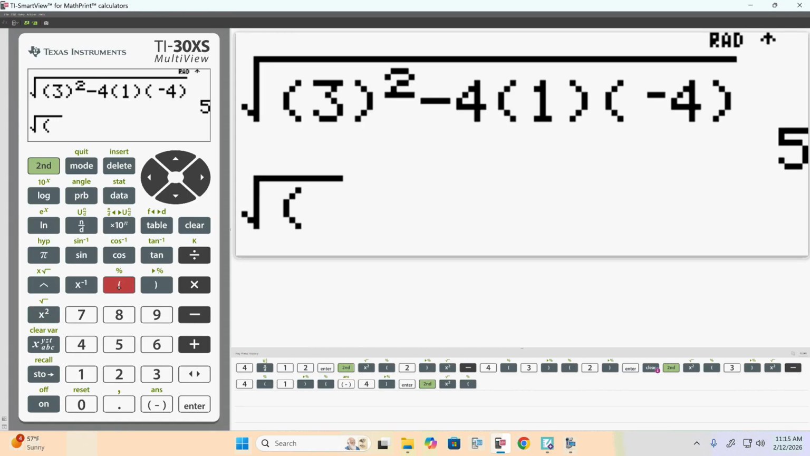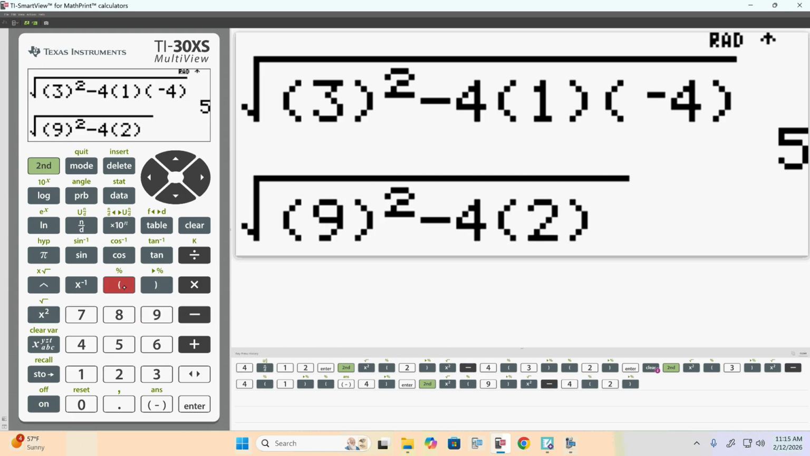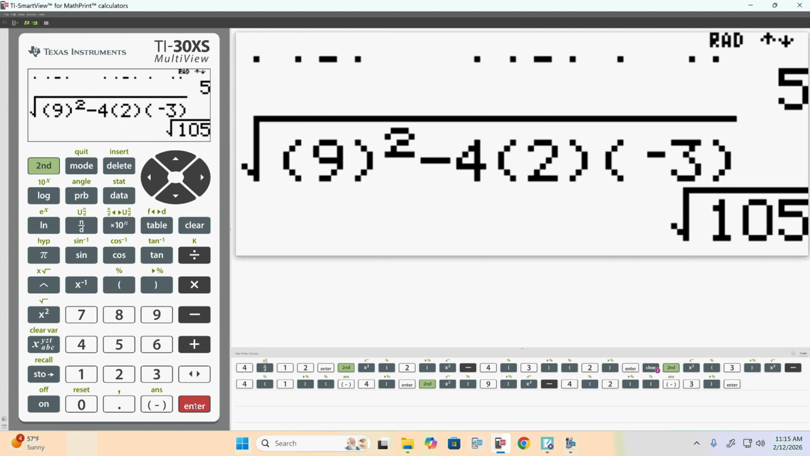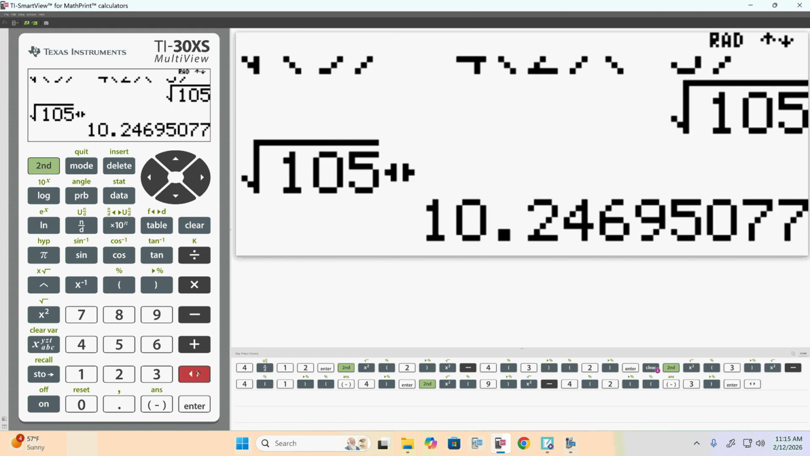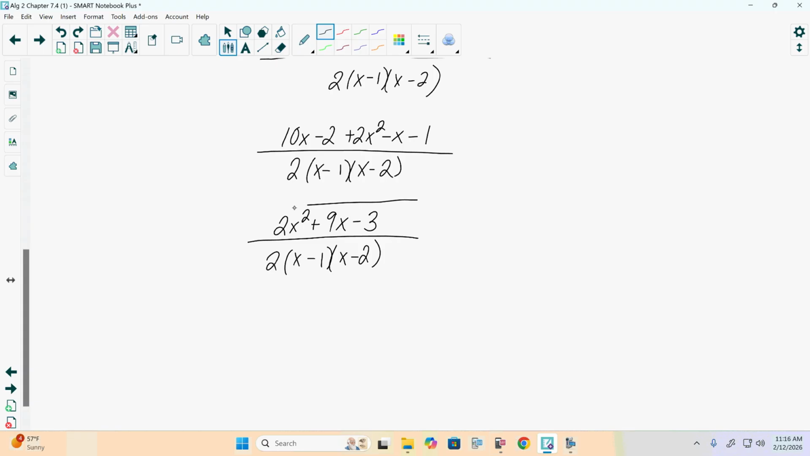So square root of 9 squared minus 4 times 2 times negative 3 is square root of 105, 10.246. Again, we get this irrational decimal, so it does not factor. And since there's no greatest common factor between 2x squared, 9, and 3, there's nothing to factor out, so we can't simplify there. This is it. Questions on this here?